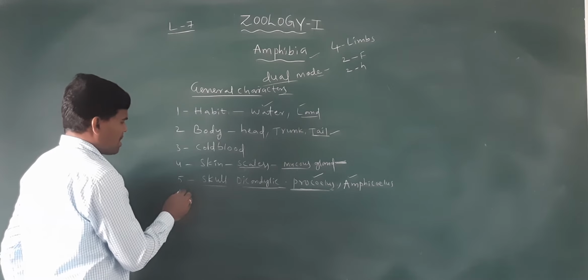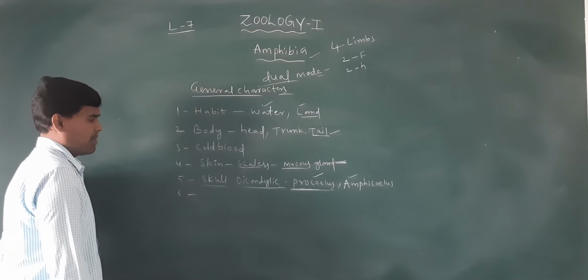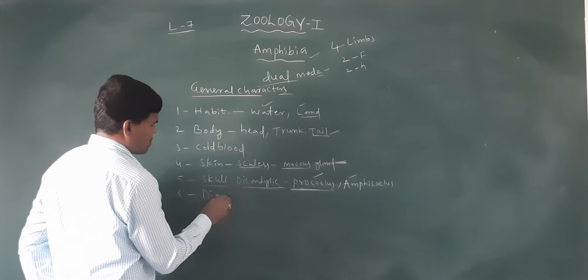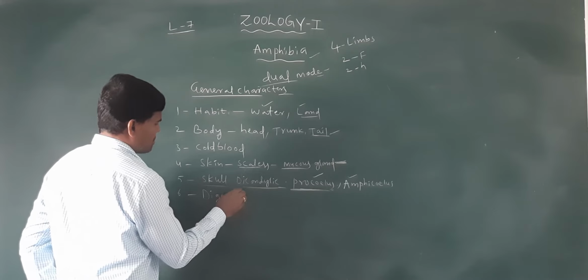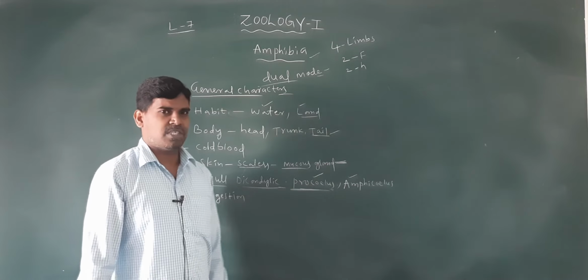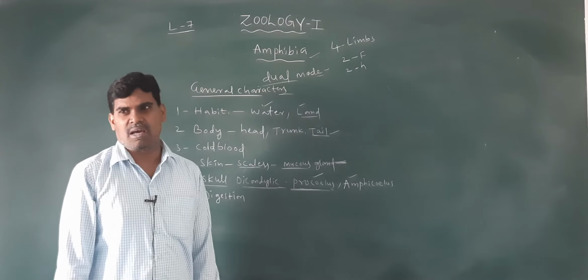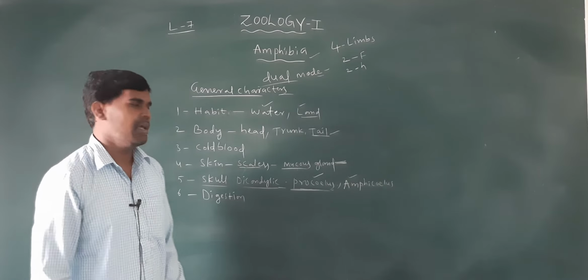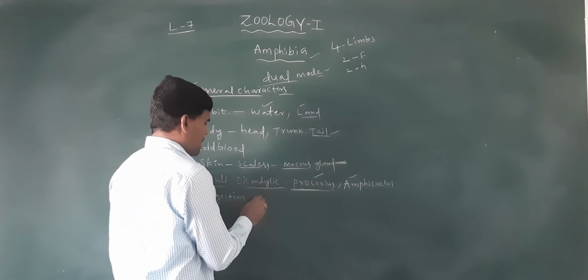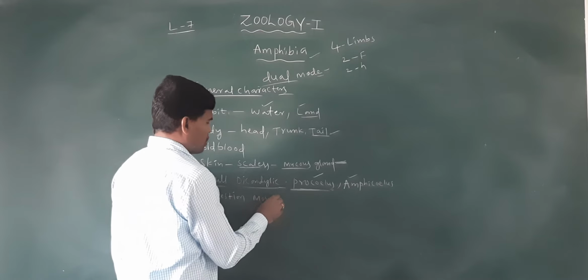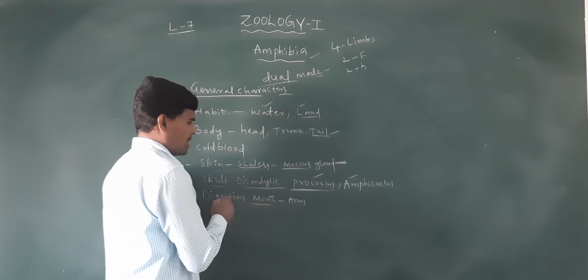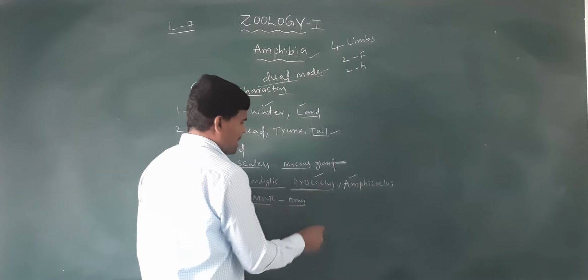The next point, the amphibians. Digestive system: a well developed digestive system. Digestion is internal digestion, intracellular or extracellular. Extracellular digestion. The alimentary canal runs from the mouth to anus, starting at the mouth and ending at the anus.